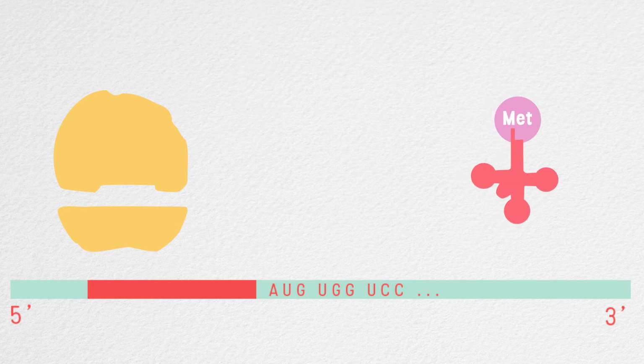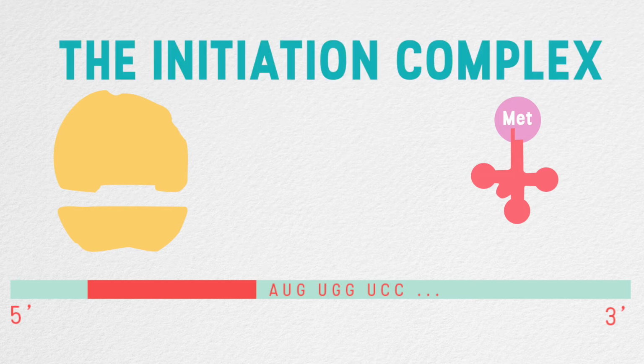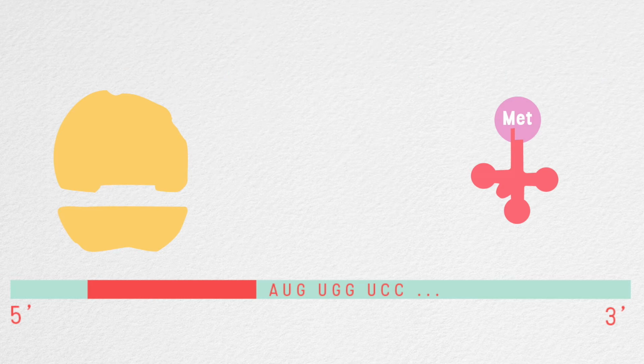Just like a puzzle piece, these ingredients should come just in the right way. Together, they are called the initiation complex. It is the key molecule in making a new protein. Now, let's jump into the process.